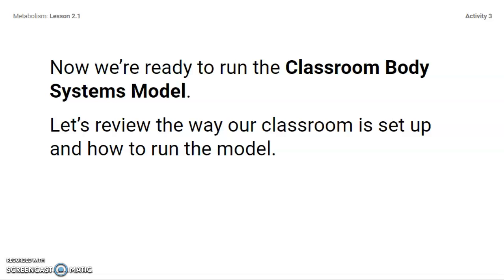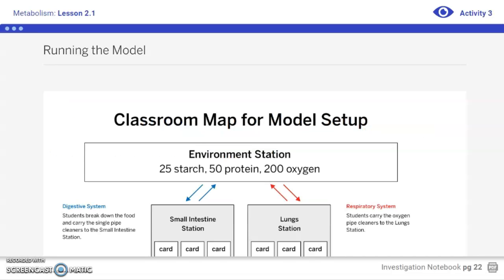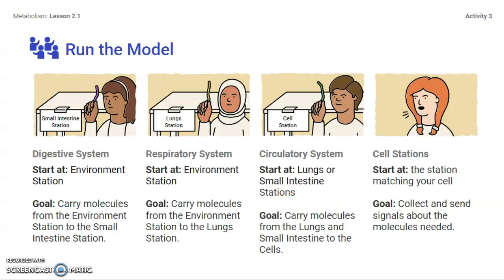And we're going to review the way the classroom was set up one more time. Okay. And I will have those cards put out for you. Okay, so for the digestive system, if you're running the digestive system, you start at the environment station. You're going to carry the molecules from that environment station to the small intestines. If you are a respiratory system person, then you are going to start at the environment station and carry them to the lungs.